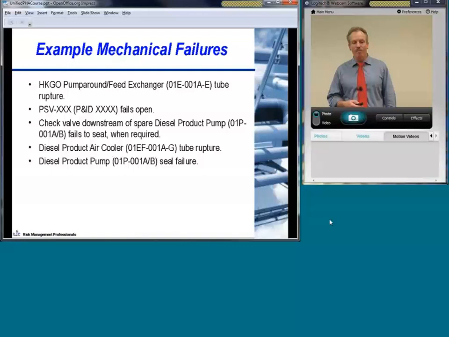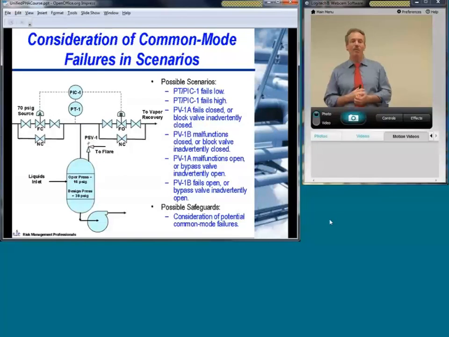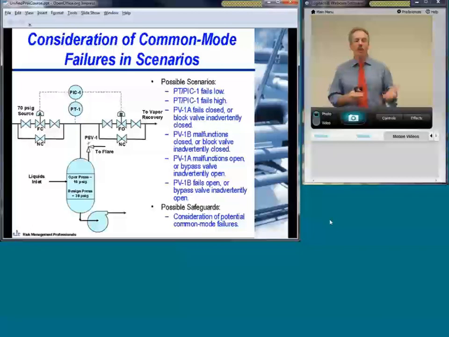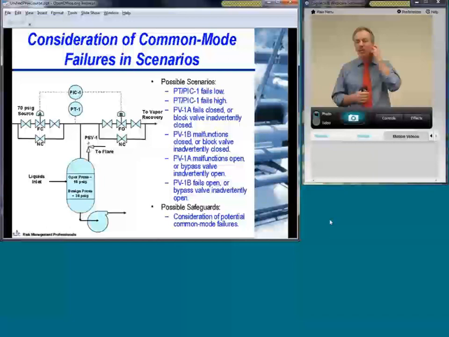Let's talk about common mode failures. These can be really critical. The diagram that you see on the left is a common push-pull system for a blanket gas on a process vessel. In this case, you've got a 30 PSI design pressure, normally operating at 10, levels controlled, a pump coming out, and pressure controlled with a 70 PSI source when you need to make up pressure, and also it leads to vapor recovery when you need to bleed off pressure.